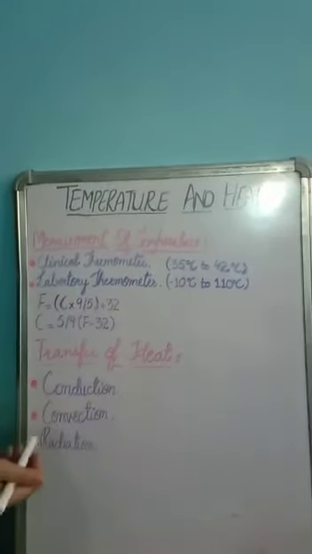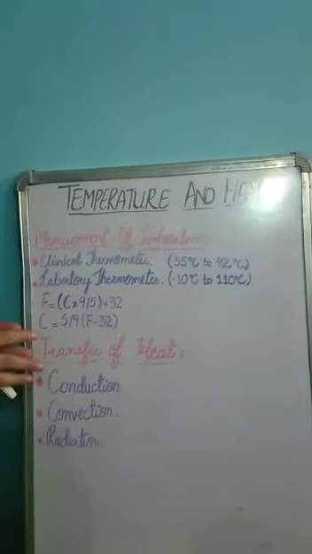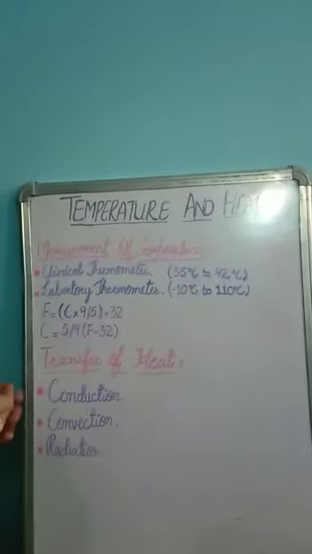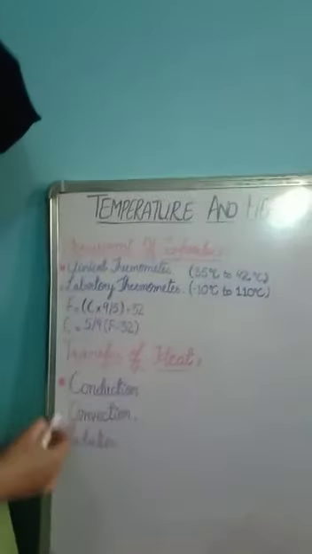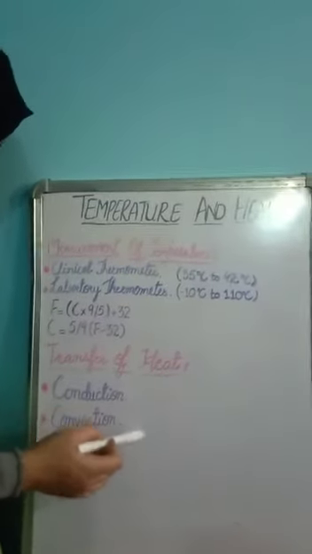Heat is a form of energy. It flows from the hotter region to the colder region of an object. Now, transfer of heat happens by these three processes: conduction, convection and radiation.